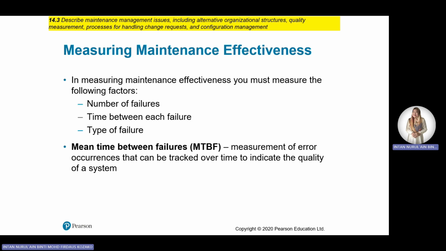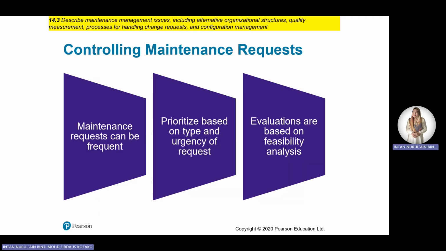And then you juga boleh tengok dari segi mean time between failure, MTBF, which type of measurement of error occurrence that can be tracked over time to indicate the quality of a system. And then controlling maintenance requests, make sure maintenance requests can be frequent, prioritized based on type of the urgency of request, which yang paling utama, so yang itu yang akan diselesaikan dulu. Evaluation are based on the feasibility analysis conducted after you dah identify any problems during the maintenance punya phase ni lah.